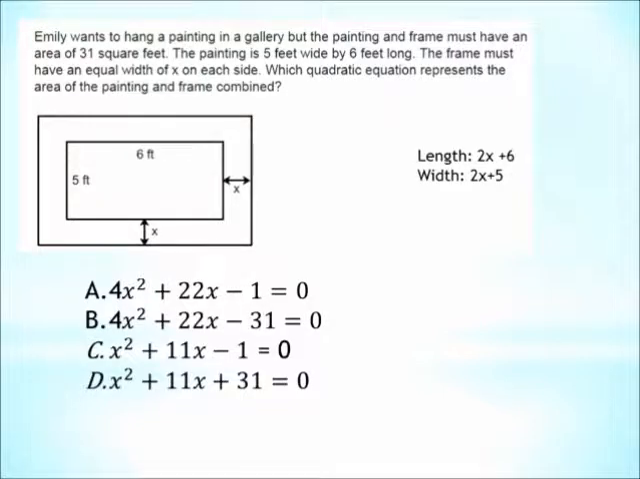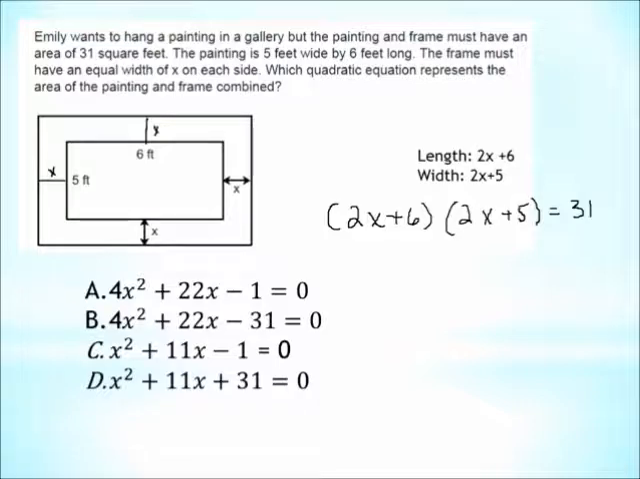So what we have here is our length is 2x plus 6. Remember, we have x on both sides, so there's two x's, 2x plus 6. And then our width is, I probably drew that wrong, but anyway, our width is 2x plus 5. So if we are going to begin to calculate our quadratic equation, we're going to take both of those binomials and we are going to set it equal to the 31 square feet, or just 31.